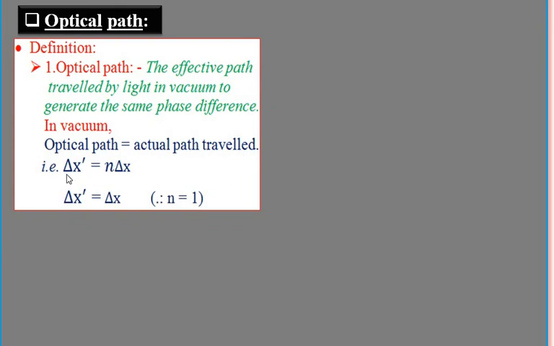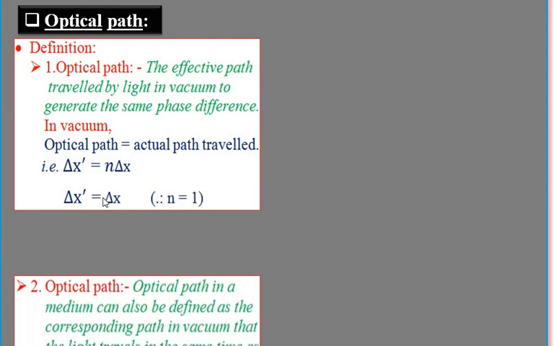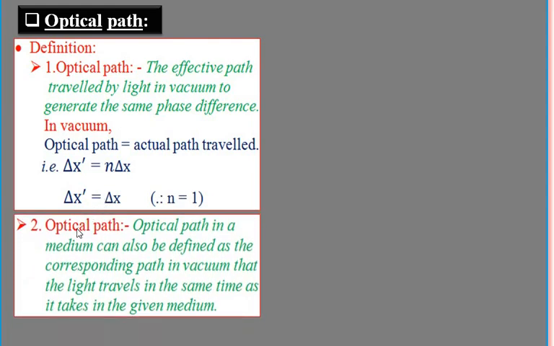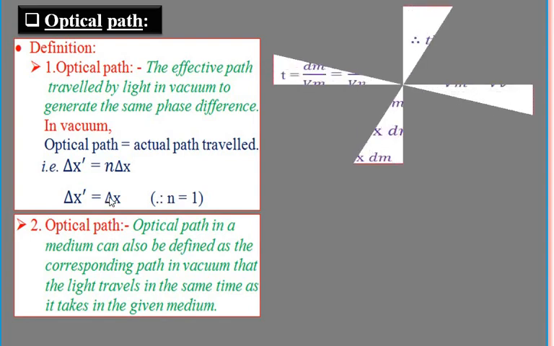That is Δx' = nΔx. If n = 1, we get Δx' = Δx. Again, optical path can also be defined as the corresponding path in a vacuum. Δx' is the optical path, which is also defined as the corresponding path in a vacuum that light travels in the same time as it takes in a given medium.